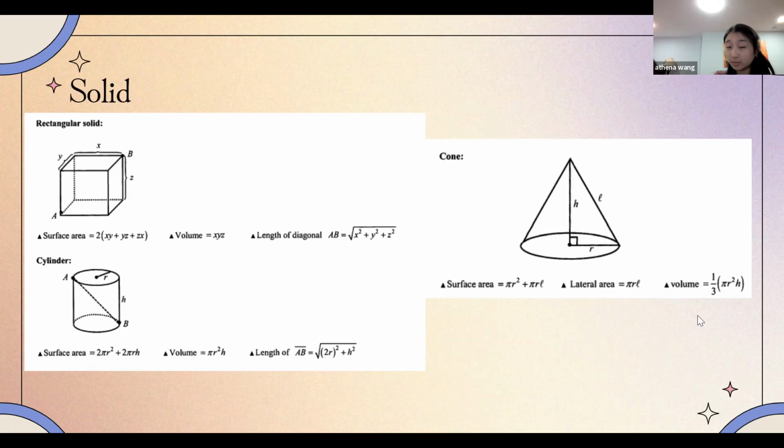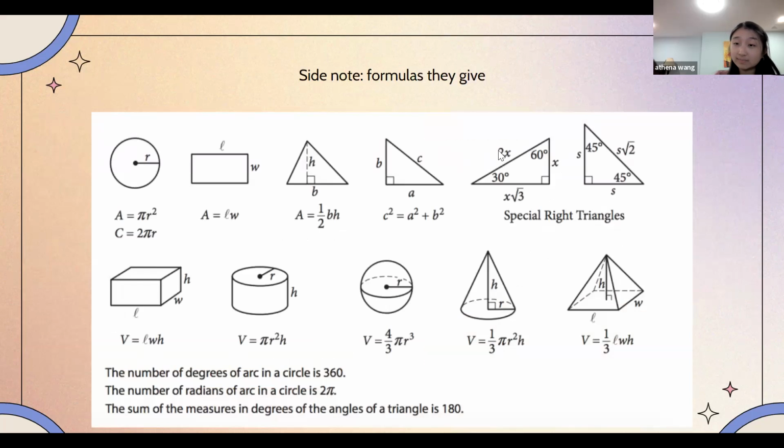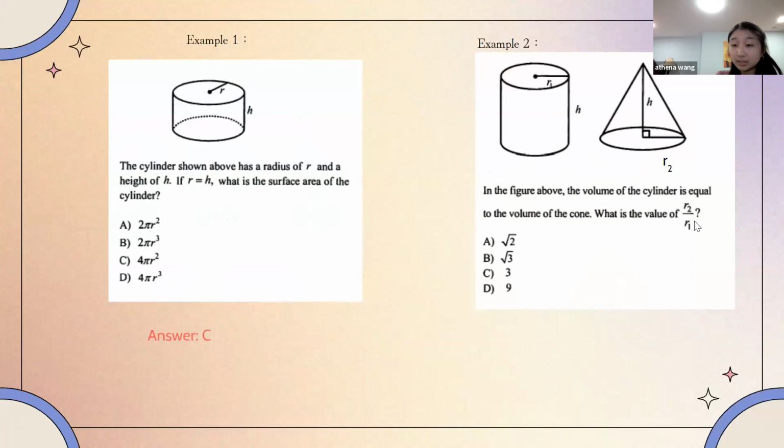But these volume formulas are actually given on the SAT, and the area formulas. These are special right triangles, but they give them to you. So the surface area ones you probably need to remember, but the volume ones you don't need to remember as much. Okay, and I have some examples.